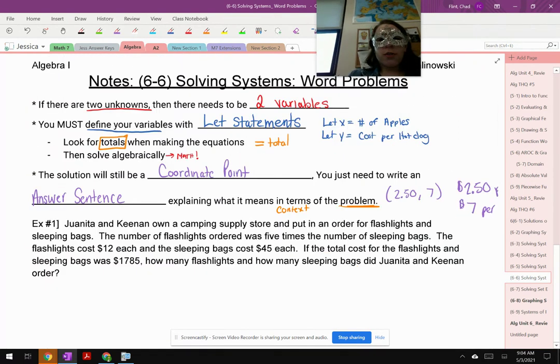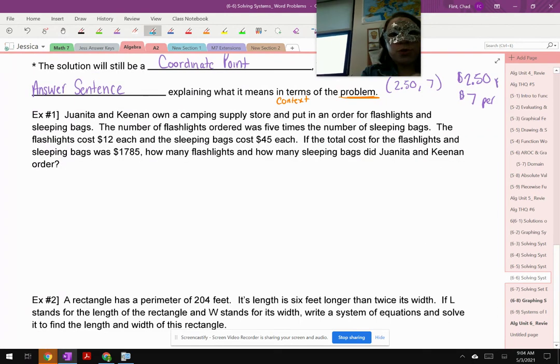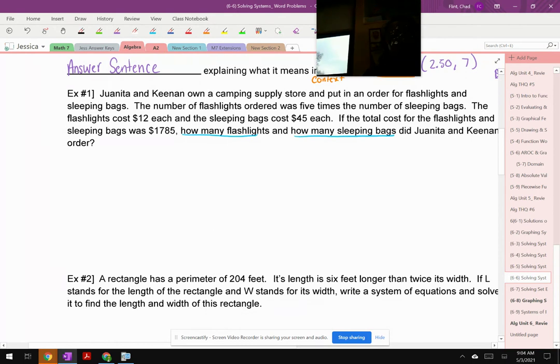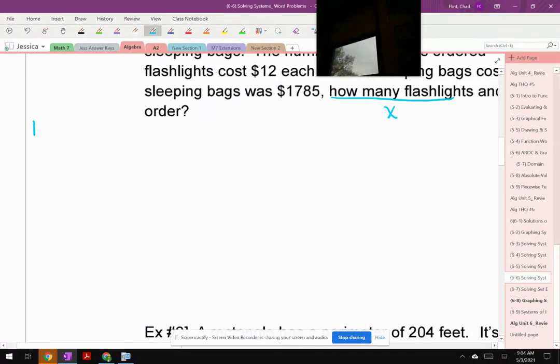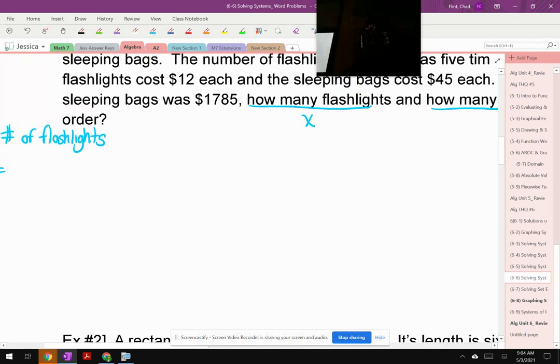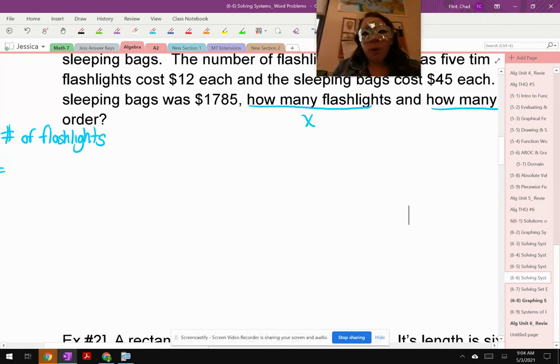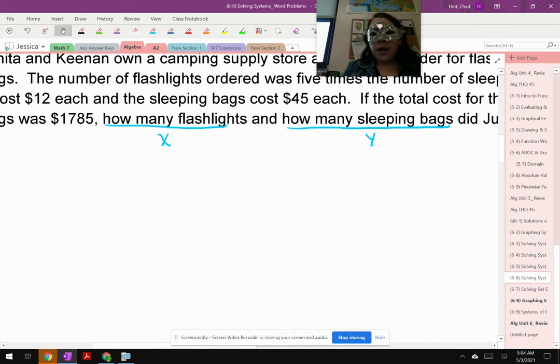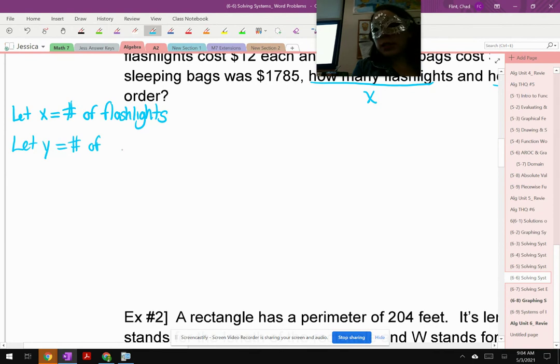So just like usual from 7th grade, when you're writing your let statements, it comes from what the question's asking you, what you don't know. So this question is asking me, how many flashlights, how many sleeping bags did they order? So 2 things, 2 variables. Let's write some let statements. So I'm going to let X equal the number of flashlights. And it's important that you're at least specific enough to tell the difference. Because if I just put flashlights, is that the cost of the flashlight? Is that the number of flashlights? I don't know, but you need to let me know. And Y is the number of sleeping bags.